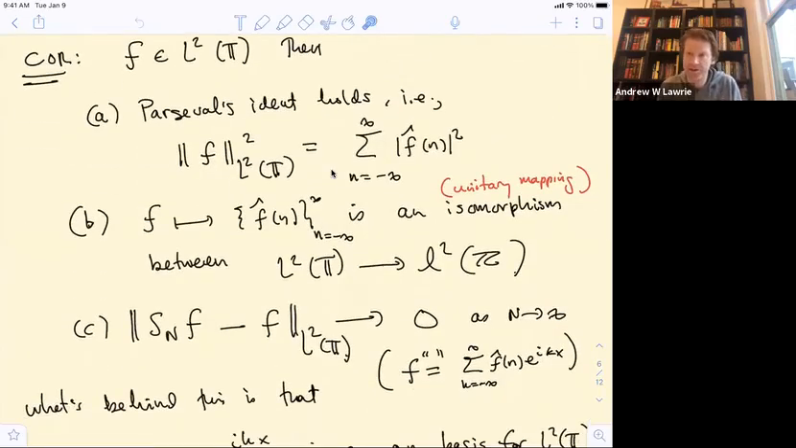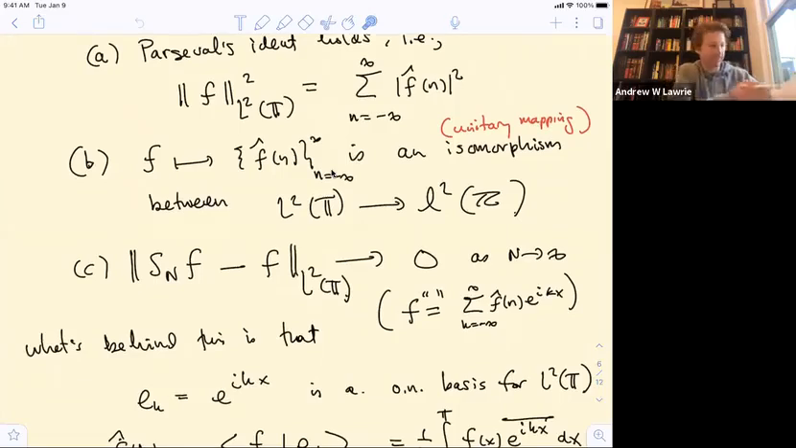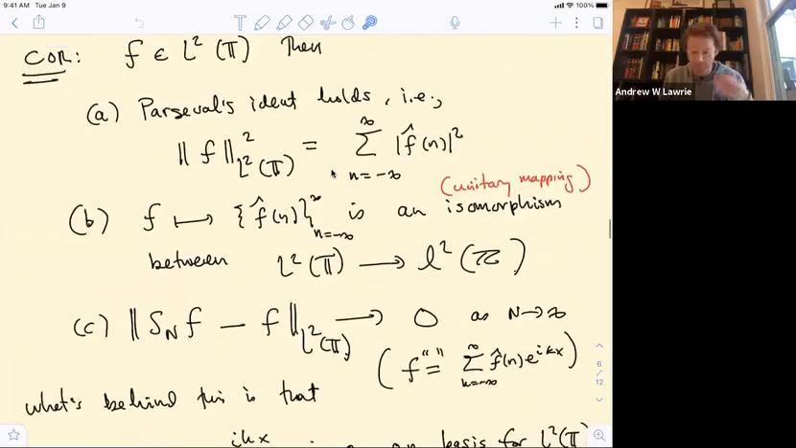Was that too quick? Okay. All right. So this, in particular, caps off what motivated our study of measure and integration in the first place.